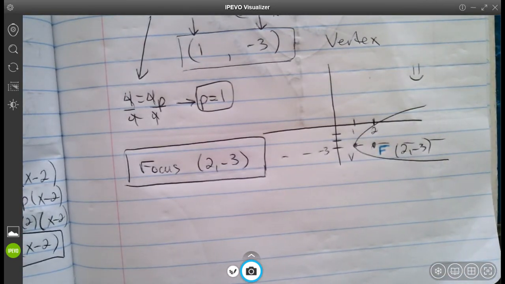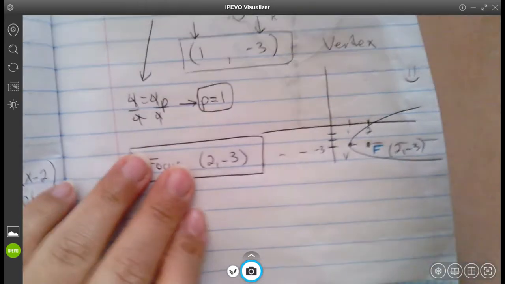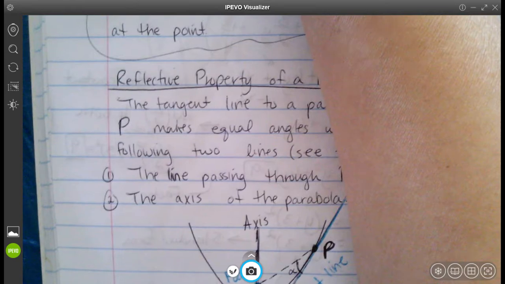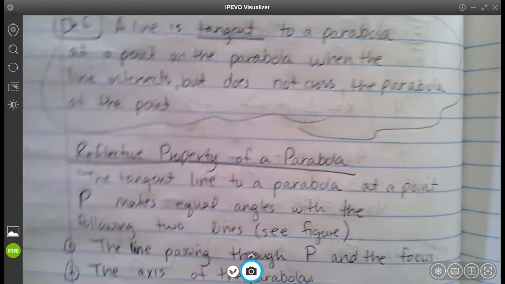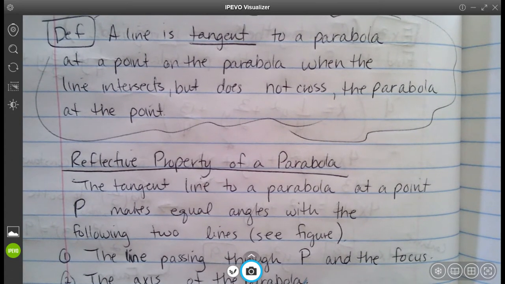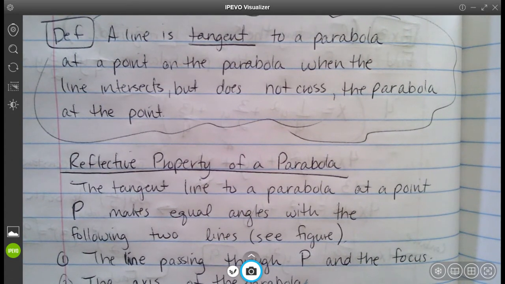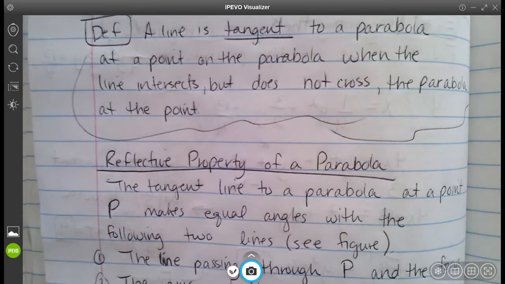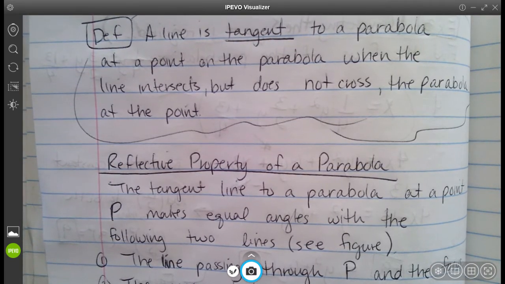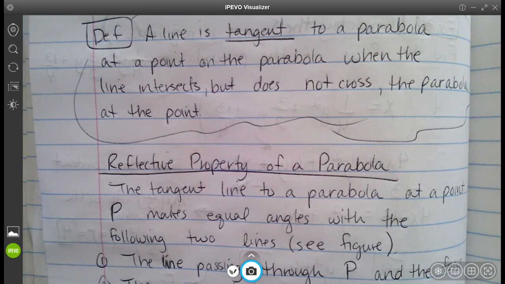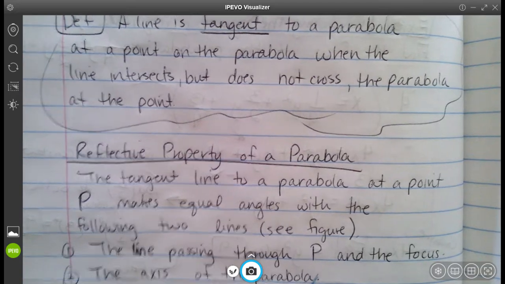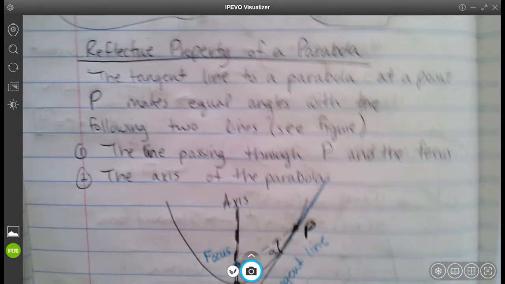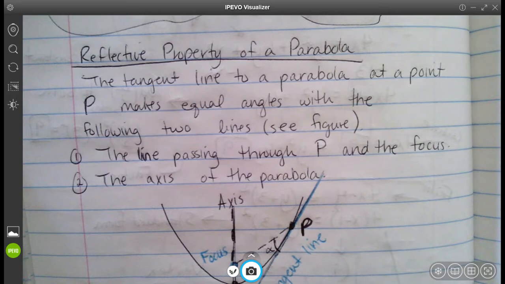One more example. I'm not sure where we're at on time, but we do have to do this last example. A couple things to copy real quickly. First, we have another definition here. A line is tangent to a parabola at a point on the parabola when the line intersects but does not cross the parabola at the point. So this one is best taught with an image, because I know that sounds kind of weird. And believe it or not, this is actually a calculus concept, which I am usually super excited about, but I think it's easier doing it with calculus, but you'll get there. We're going to do it the conic sections way.